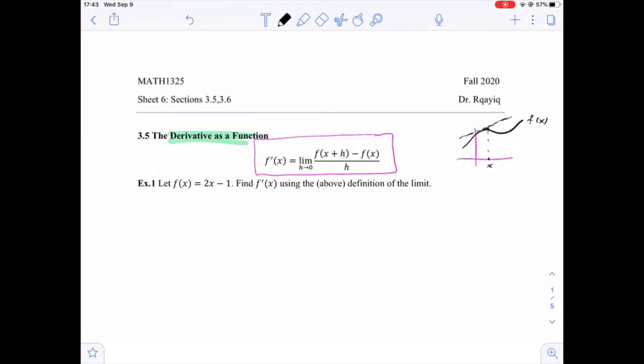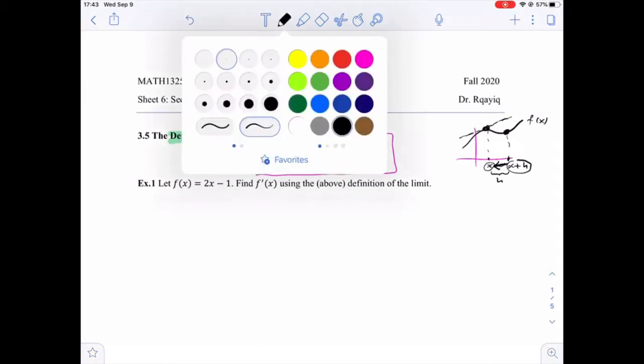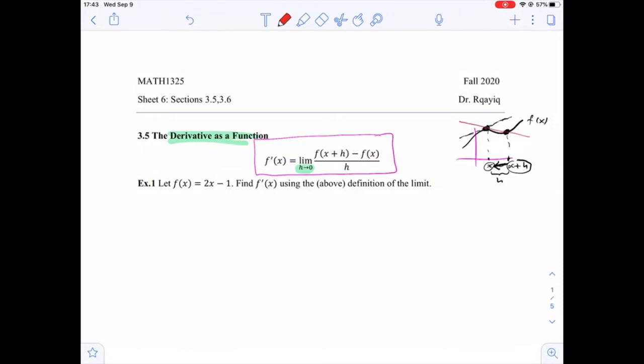So we can use another point that's very close to x. Let's add some small quantity and call it h. This distance is very small. It approaches 0, as you can see here. h goes to 0. So when h goes to 0, this new point x plus h approaches the original point x.